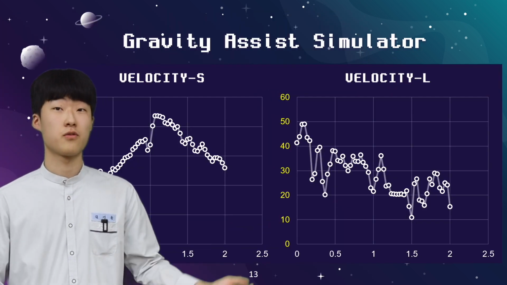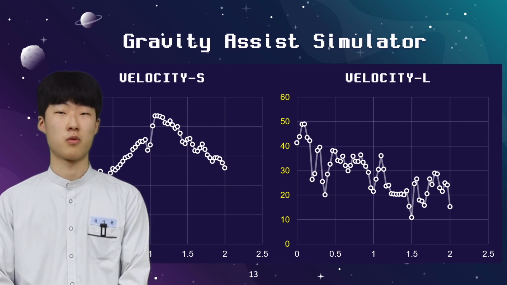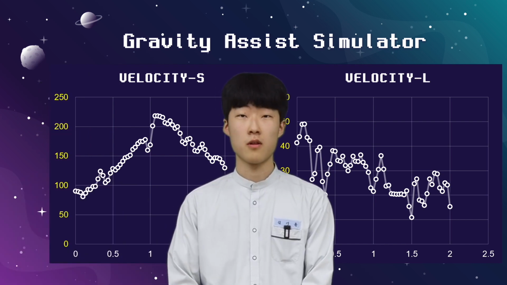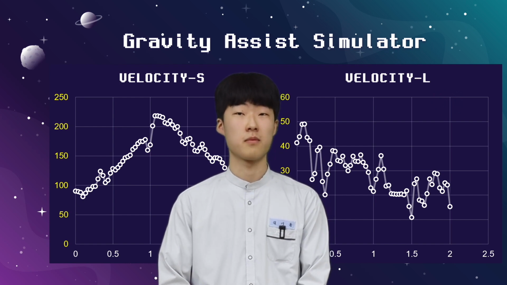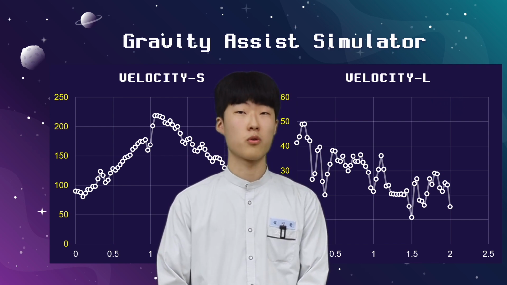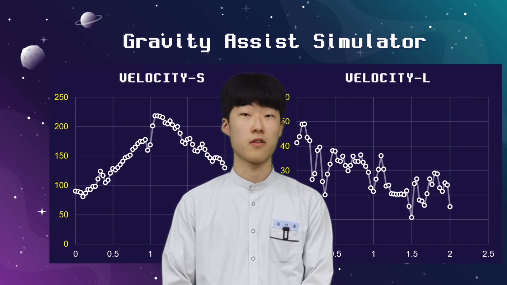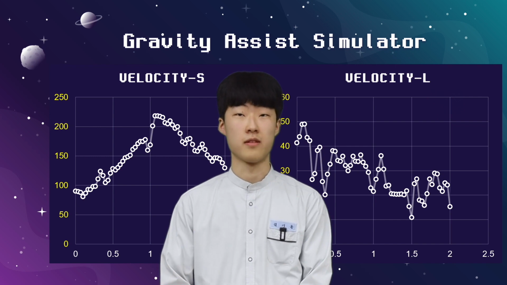The graph on the left shows the velocity of the small celestial body, and the right side, the larger one. The velocity of the small one increased, while the velocity of the larger one tended to decrease. But there is a considerable variation in velocity because of the difference in mass. According to the law of conservation of momentum, the larger one is about 5 times heavier than the small one.